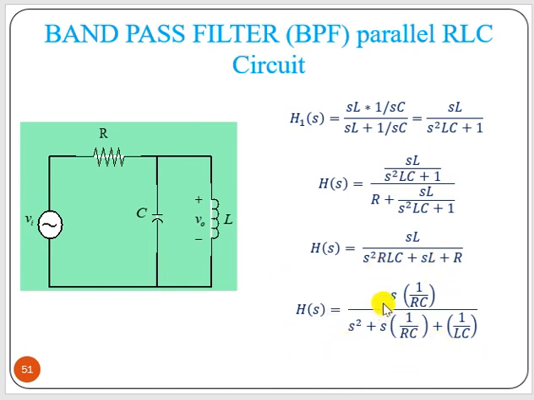Now again you can see there is a 0 at s equal to 0. That means at omega equal to 0 it is 0. So this again can be specified as a band pass filter. And here you can see the beta value is 1 by RC.